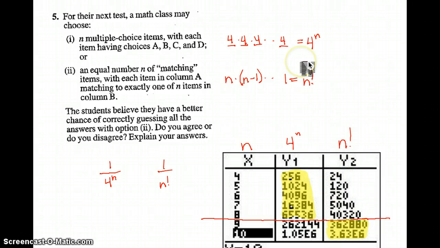We would want the matching. But if we had more than 9 questions, which is probably likely on most tests, we're going to want the smaller number of possibilities, which is going to be the multiple choice. So multiple choice is better than matching once you get up to more than 9 questions.